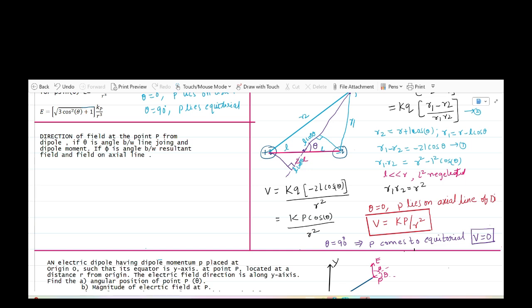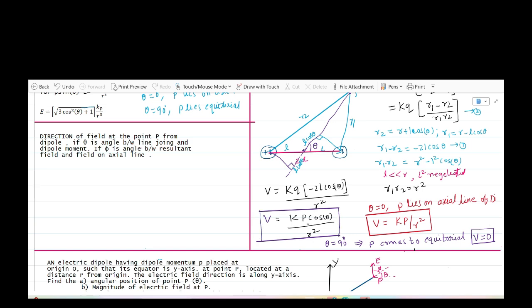R to R, or from root over L square plus D square to root over L square plus D square on the equatorial line. So now integrating E dot dr for potential, taking the E on the equatorial line, you will get 0. Or we can prove from V is equal to Kp cos theta by R square. So from this formula also we can see it. So I understand the potential of a dipole.